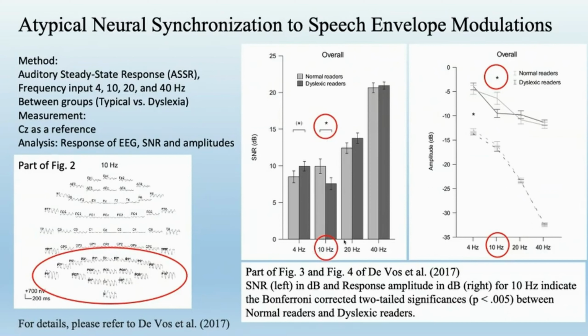When they made the statistical analysis, they found that 10 hertz, for both SNR and response amplitude, is associated with a significant difference between these two groups. It is very interesting because 10 hertz is a very specific frequency that we use with the helmet in many occasions for attention and relaxation. But when we put the 10 hertz in this kind of pathology, it has such effects.